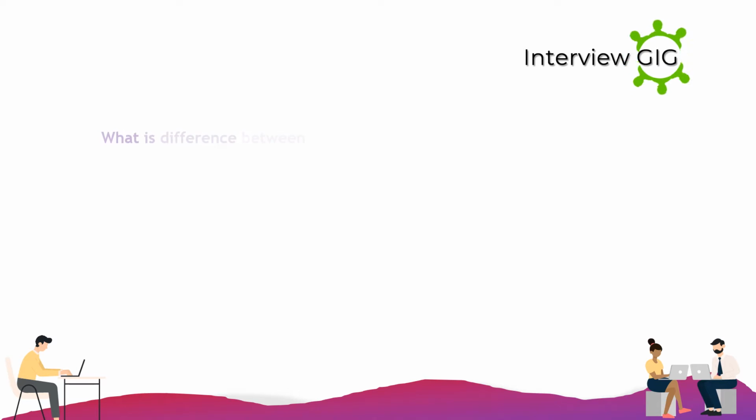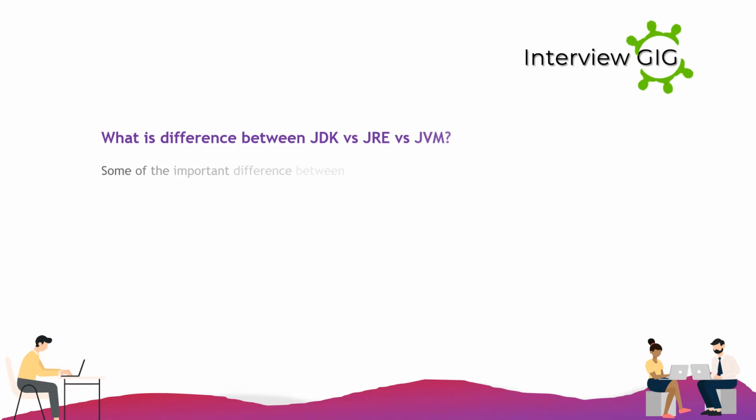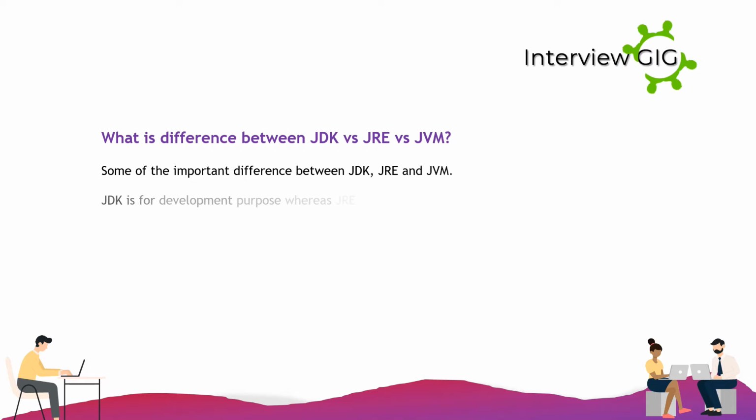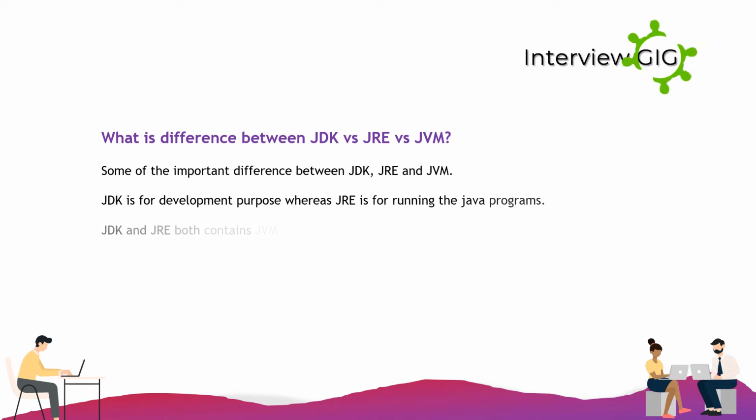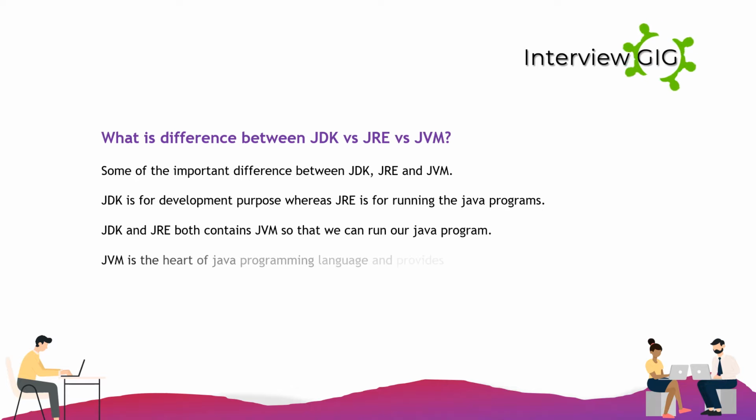What is the difference between JDK versus JRE versus JVM? Some of the important differences between JDK, JRE and JVM: JDK is for development purposes whereas JRE is for running Java programs. JDK and JRE both contain JVM so that we can run our Java program. JVM is the heart of the Java programming language and provides platform independence.